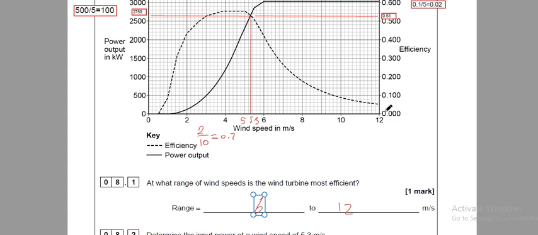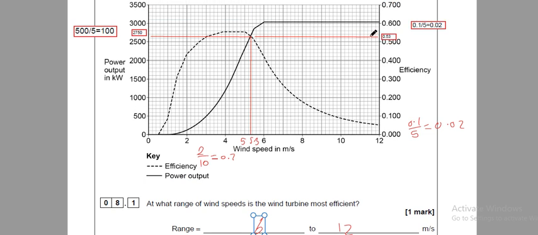here 0.1 is represented by 4 small squares, so each small square would be 0.02. So after the 0.5 by 1 small square, it will be 0.52, and the line is just above the first small square, so it is in the half of the second small square above 0.5, so it will be 0.53.